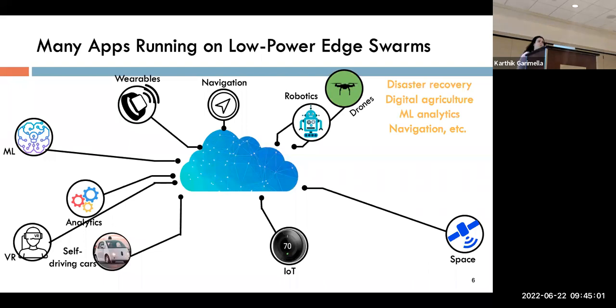These range from relatively simple single-tier applications where we collect data from the sensors, do a computation, and produce an output, like face recognition, item recognition, simple analytics, and so on, to more complex multi-tier applications with multiple phases of computation and data transfer, where we can implement scenarios like disaster recovery, digital agriculture, complex ML analytics, routing, and navigation.